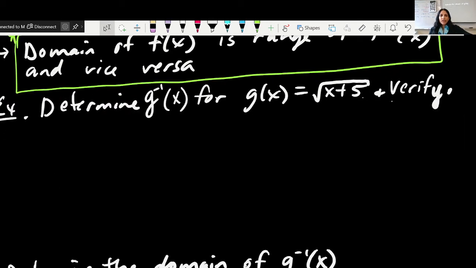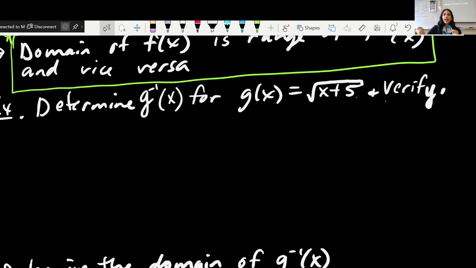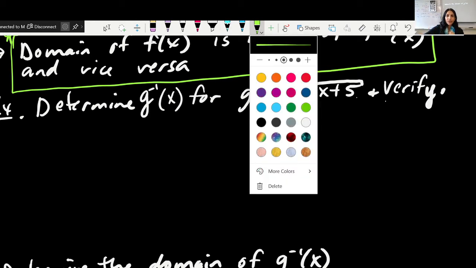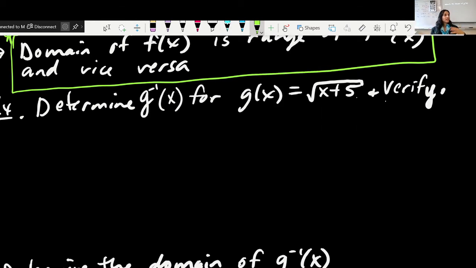Okay, if we have this function g of x equals root x plus 5, we want to determine the inverse of it and verify the answer. Here's the second example where we'll again go through those steps. Let's just think about this. The first thing is always, is it a one-to-one function? Like that would not be one-to-one because it wouldn't pass the horizontal line test, right?